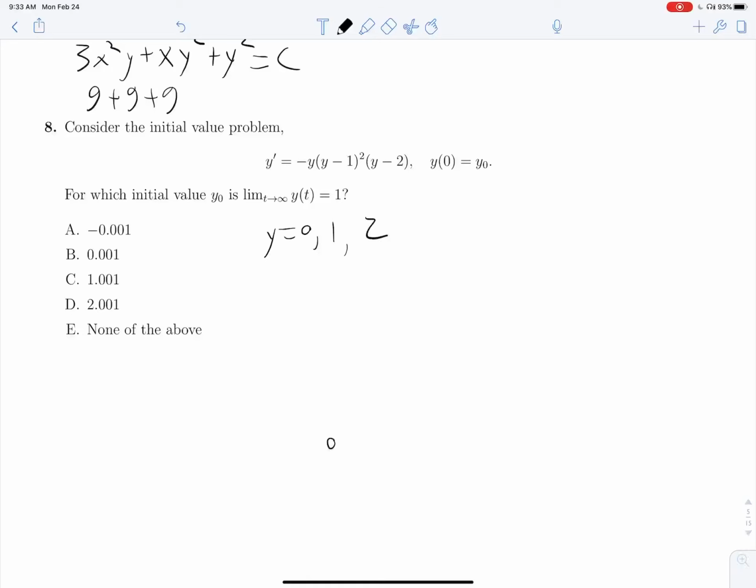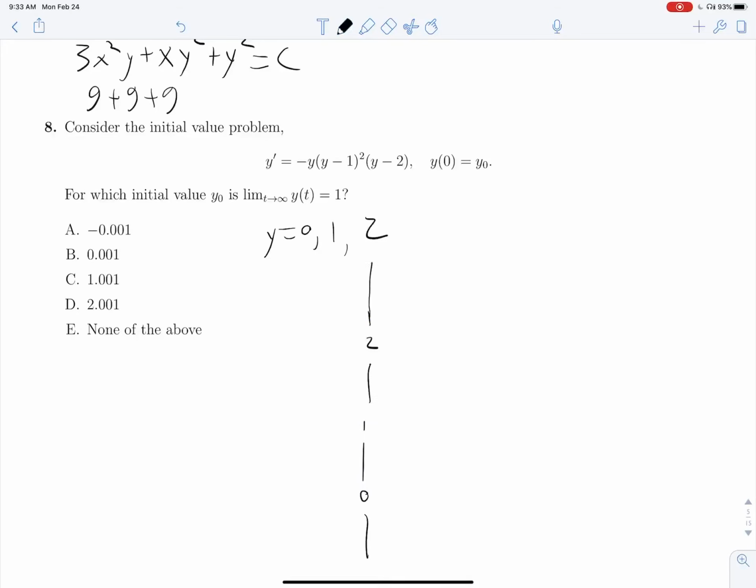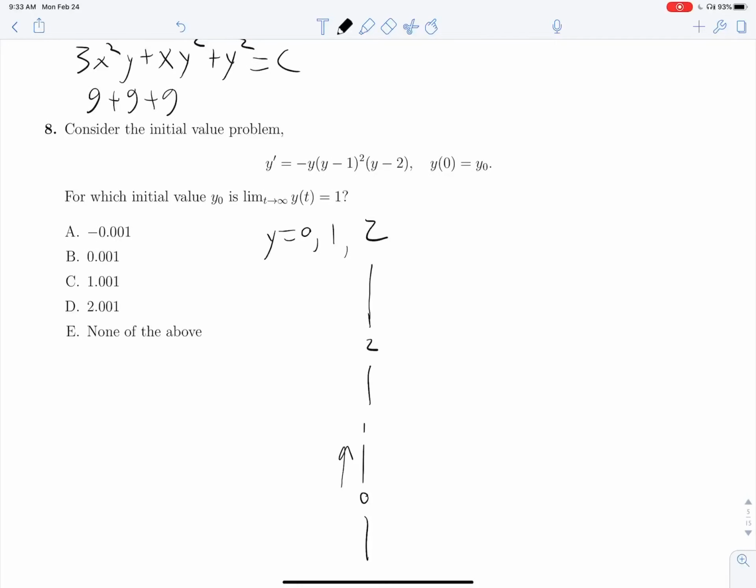So we can set that up: 0, extending on down, 1, 2, and extending up to infinity. And I'll make that a little bit longer there. So we're looking for which side of 1, either between 0 and 1 or between 1 and 2, leads back down to 1 as we approach t equals infinity. And so all we have to do is plug in some values.